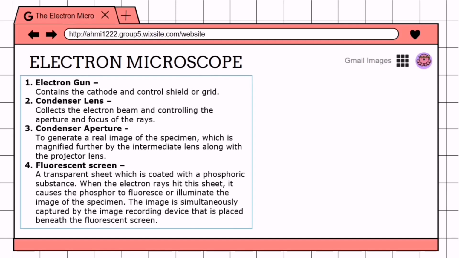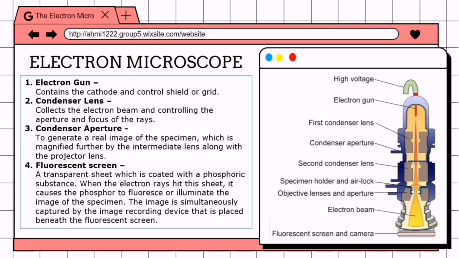Now, let's have a look at the electron microscope. We will only mention some parts that we think are important. First, we have the electron gun that has the cathode and control shield or grid. Next, we have the condenser lens which collects the electron beam and controls the aperture and focus of the electron rays. Then, we have the condenser aperture that generates a real image of the specimen, which is magnified further by the intermediate lens along with the projector lens.